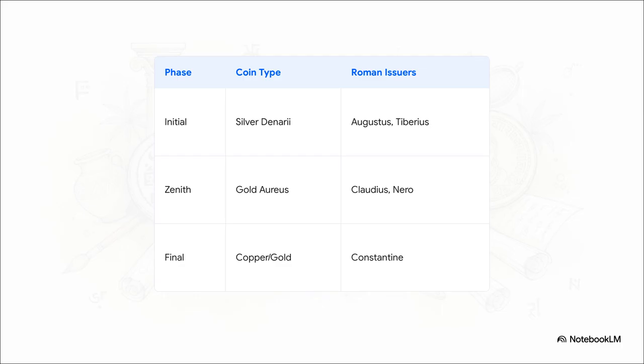Looking at this table, it's like a snapshot of a massive global economic engine. Roman emperors literally poured their treasuries into India just to buy spices, gems, and textiles. It kicked off with silver denarii under Augustus. Then, during the absolute peak of trade, emperors like Nero were sending over heavy gold aureus coins. Eventually, as Rome's economy weakened centuries later, the trade dwindled down to copper and thin gold. The Indian economy was so strong, it was quite literally absorbing the wealth of the Roman Empire.